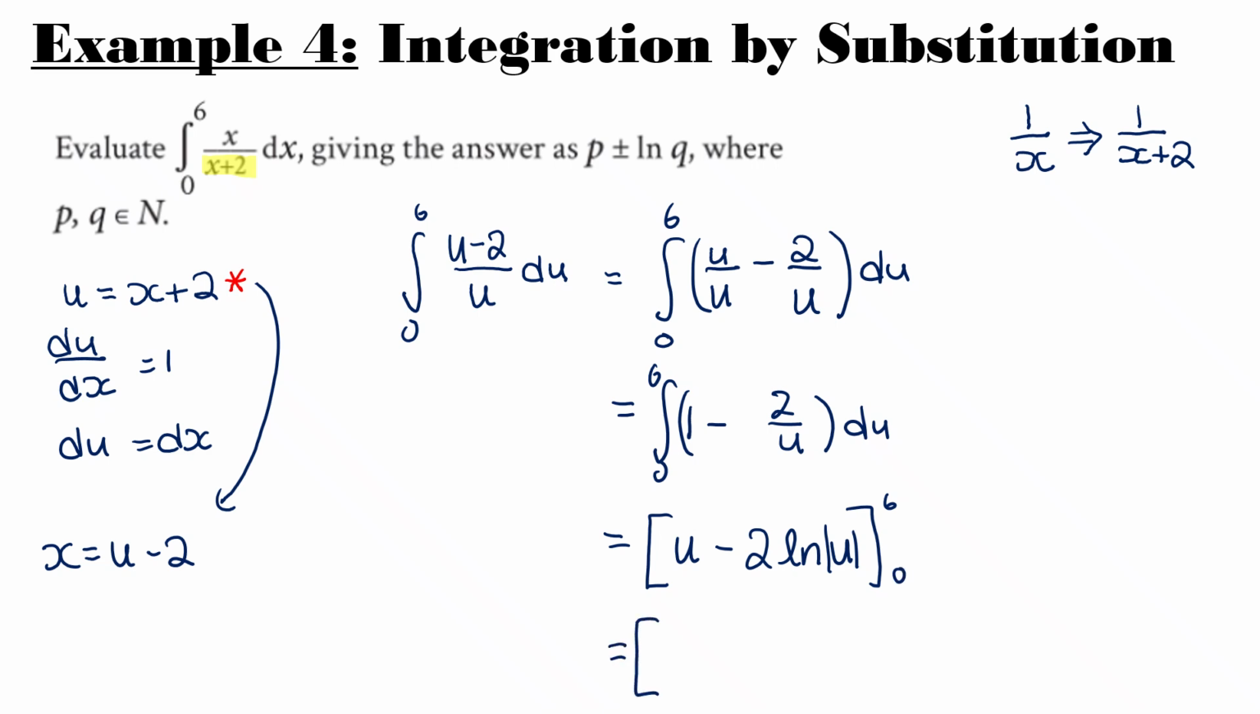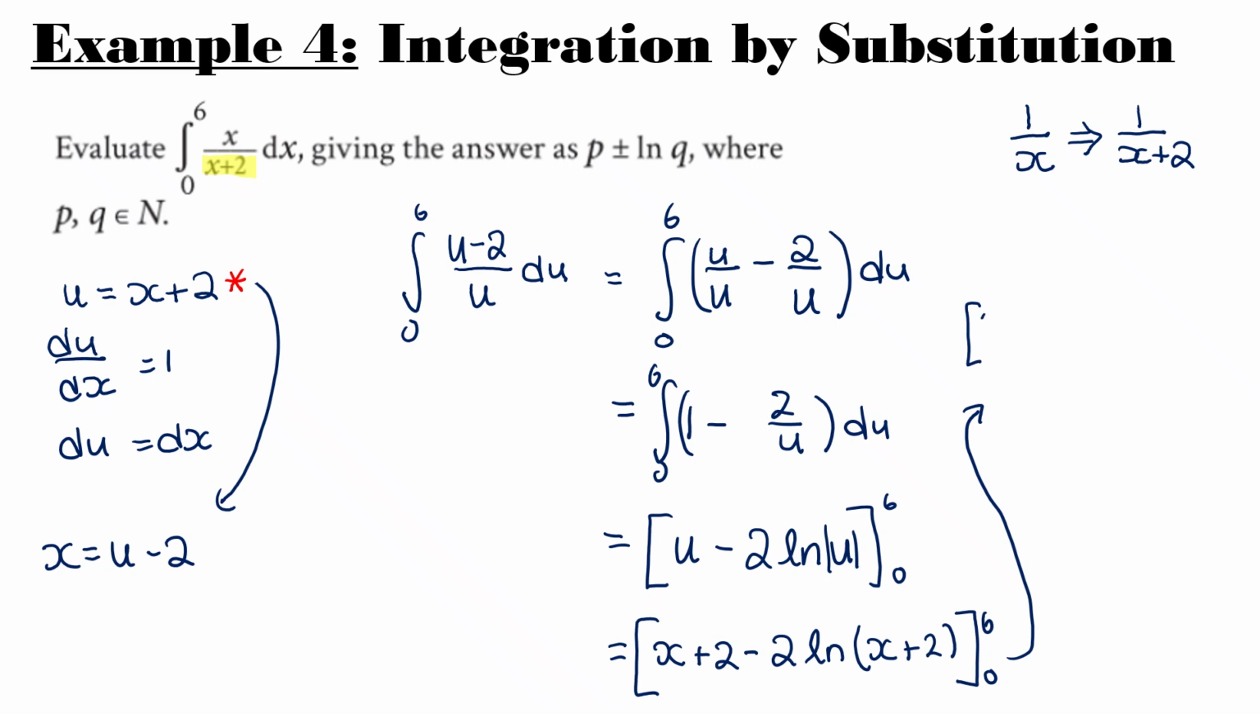Remember, we are not plugging in for u, you're plugging in for x. So let's replace our u with our x, and that's ln. Because of our values, I'm just going to write that as x plus 2 without the absolute value signs, because I know we're plugging in a 6 and a 0, which is fine. And then we're going to evaluate that for 6. So 6 plus 2 minus 2 ln 8 minus 0 plus 2 minus 2 ln 2.